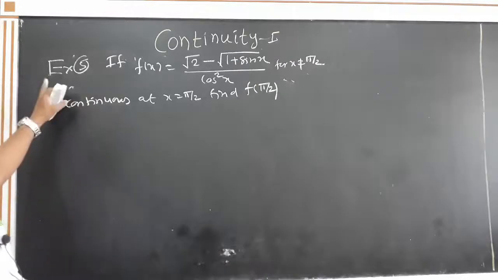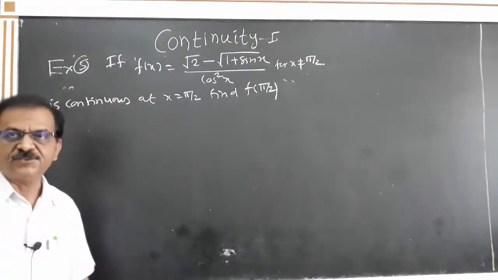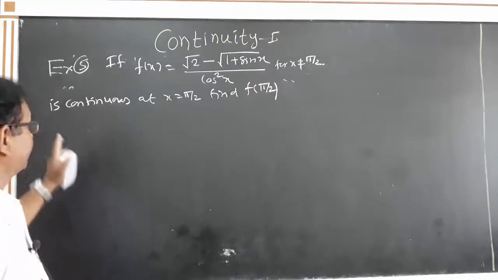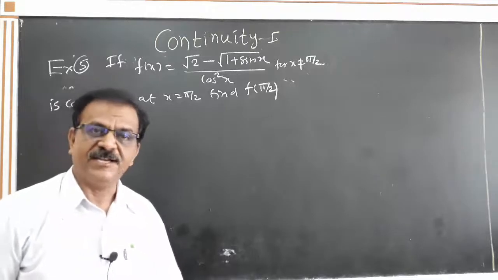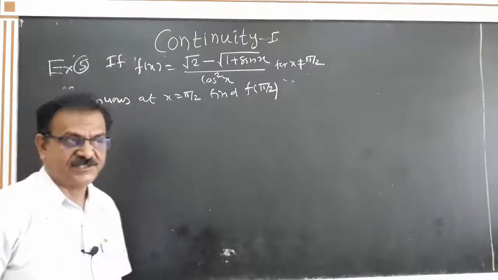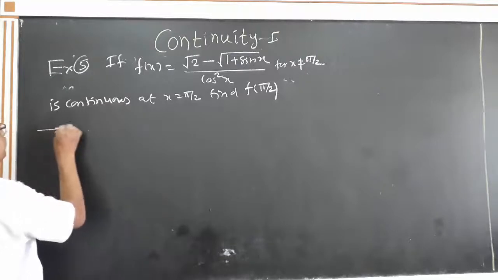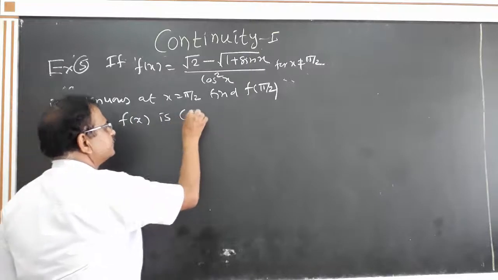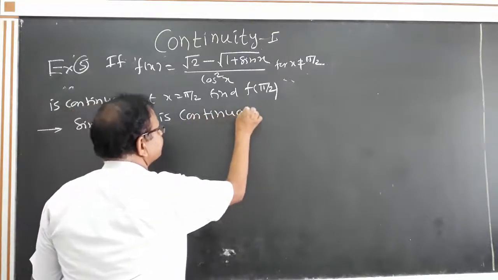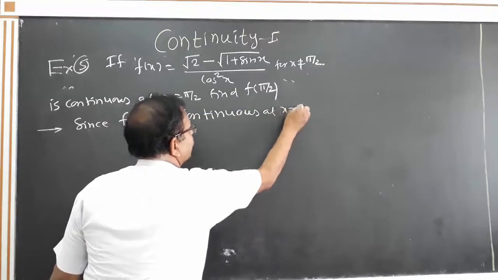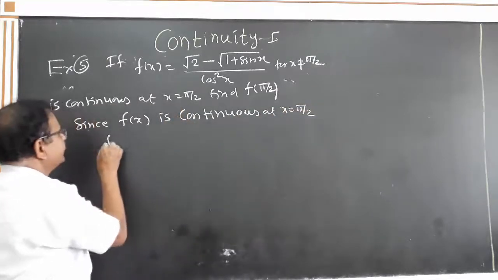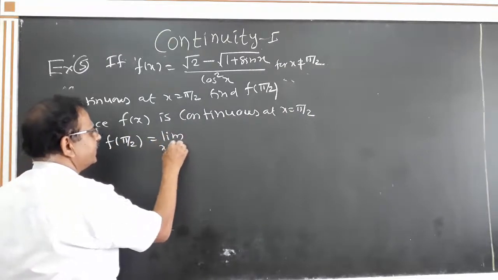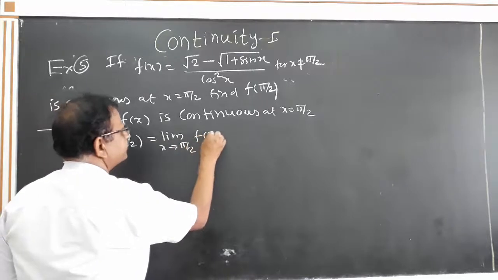Here our problem is, if f(x) equal to (root 2 minus root of 1 plus sin x) divided by cos square x for x not equal to pi by 2 is continuous at x equal to pi by 2, find f of pi by 2. Here the function is given continuous. Since f(x) is continuous at x equal to pi by 2, we have f of pi by 2 is equal to limit x tends to pi by 2 of f(x).